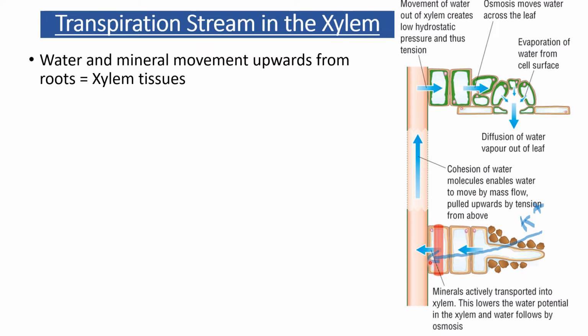The water then moves up with the minerals in the xylem vessels, and they move up the xylem to the aerial parts of the plant. So minerals are being carried, and make the note that transpiration is always up the xylem. It never moves down the xylem.